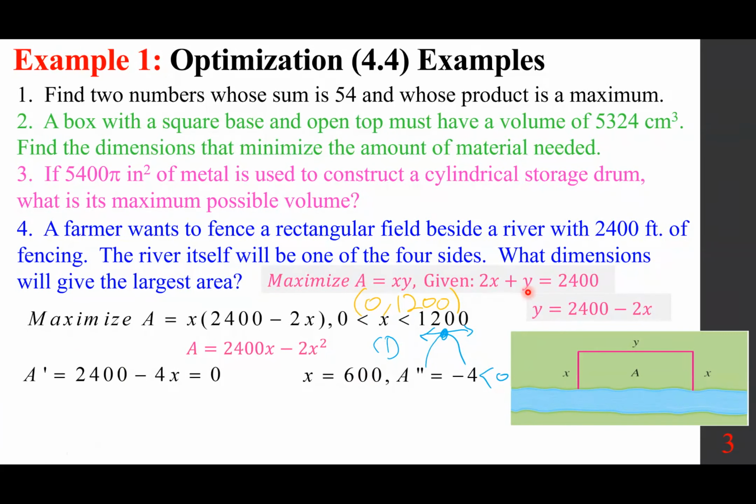We put it back into either this one or this equation and we find the missing y. So the dimensions are 600 by 1,200. The maximum area is their product, 720,000 square feet. And anytime we do applications, we pay attention to units.